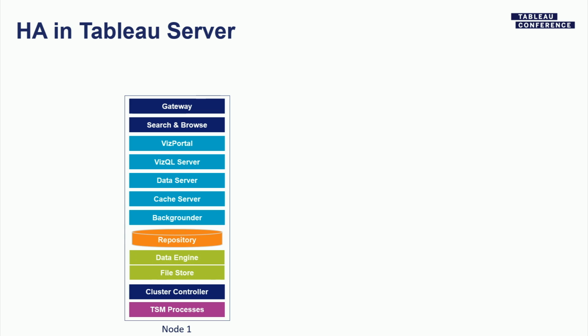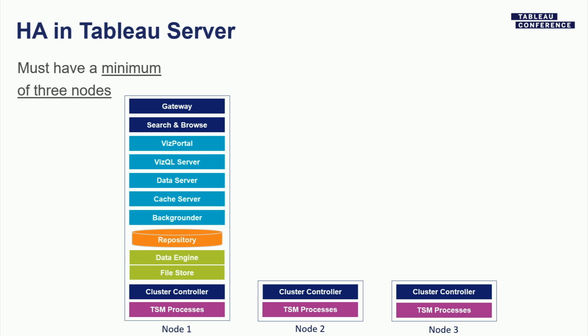All right, so here's that same single node cluster with all those application processes installed. The first step I want to do is actually make this a distributed cluster, because a single node is not very highly available. With Tableau Server, we require a minimum of 3 nodes to be considered highly available. So I'll go ahead and add 2 additional nodes to my cluster.